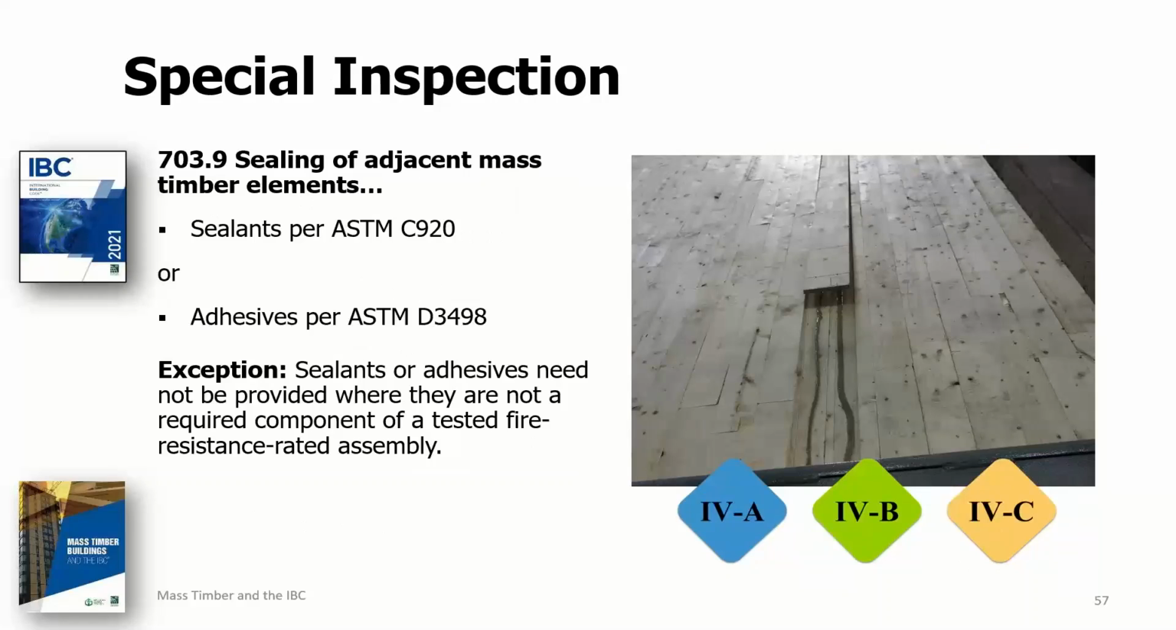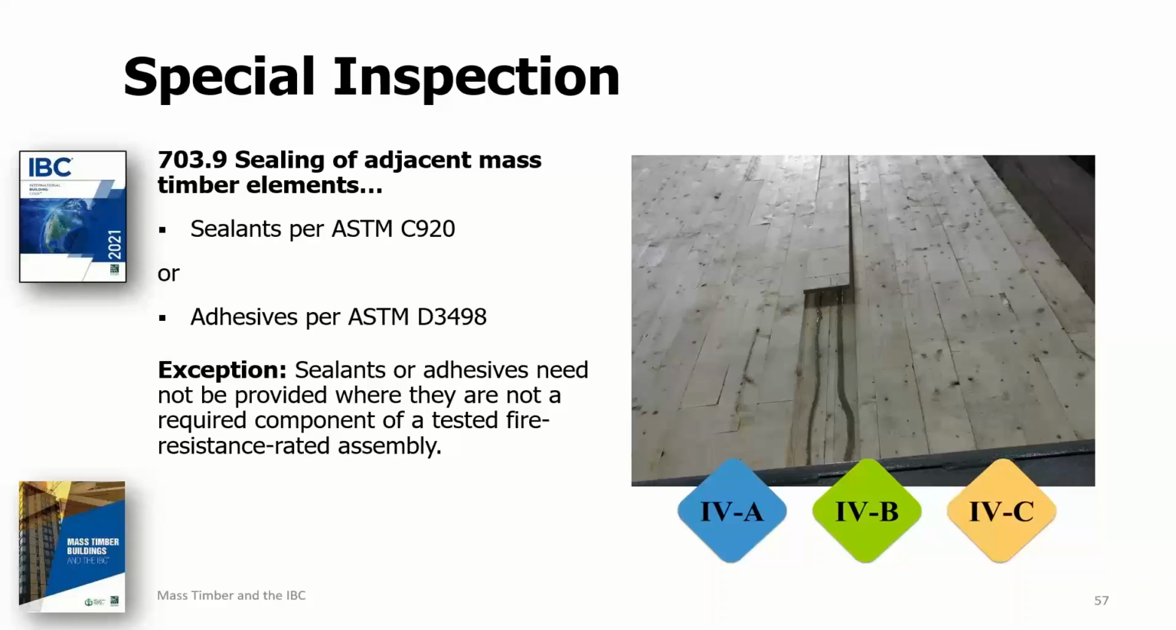New section 703.9 of the IBC requires sealing of gaps between adjacent mass timber elements where those elements are required to be fire resistance rated. And then section 1705.19 provides for periodic special inspection of that sealant. However, there's an exception provided in section 703.9 to allow for the omission of sealant between adjacent mass timber elements. Specifically, this exception applies where standard fire testing has been performed to demonstrate that the assembly can still achieve the fire resistance rating without the sealant. So if it's tested without the sealant, then sealant's not required for that assembly.